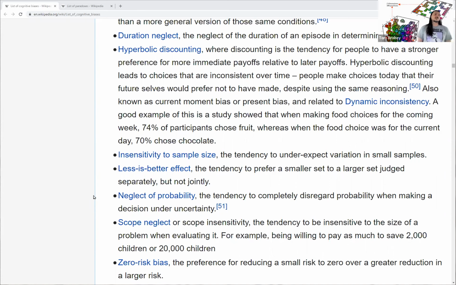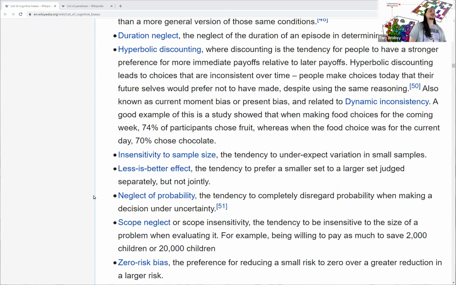Less is better effect, tendency to prefer a small set to a larger set, judge separately but not jointly. Yeah, it's simpler, that's why. Easier to understand, as if somehow simplicity had anything to do with causality. That's not how any of that works.